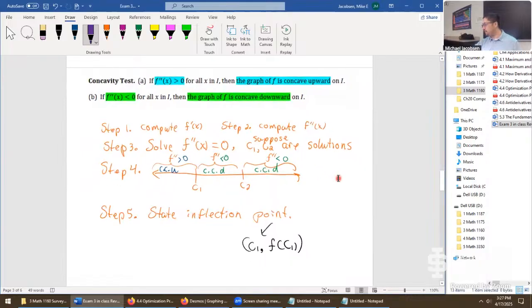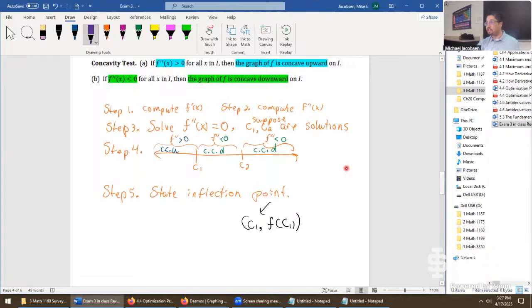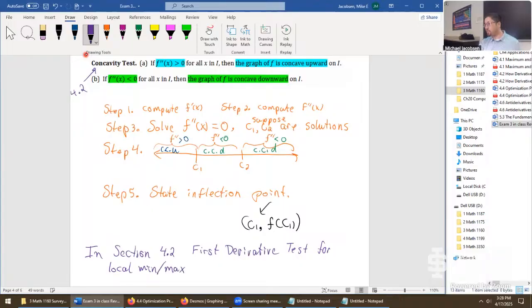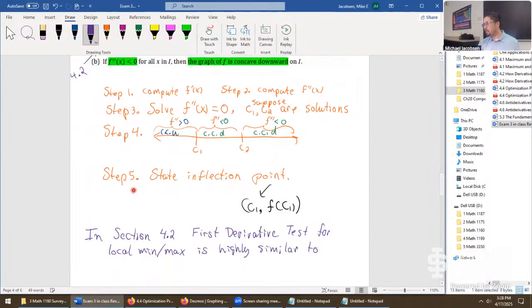Okay, maybe one more reminder. When it comes down to doing the concavity test, this is a section 4.2 problem. And in section 4.2, the first derivative test for local minimums for maximum values is highly similar to concavity test.